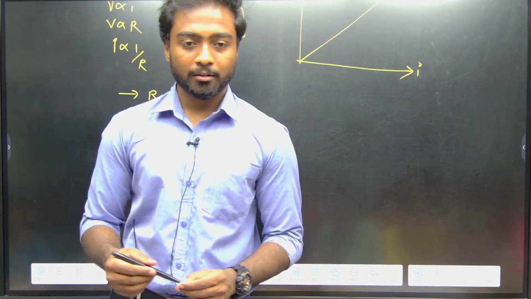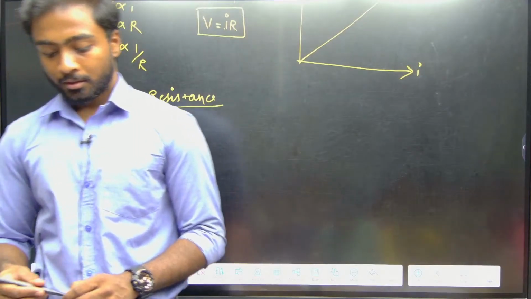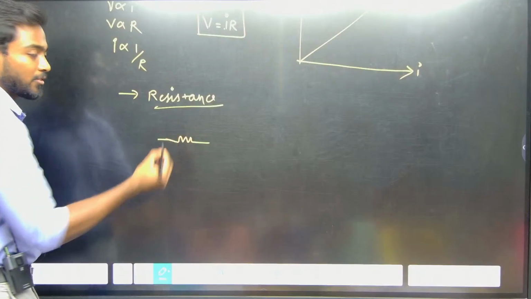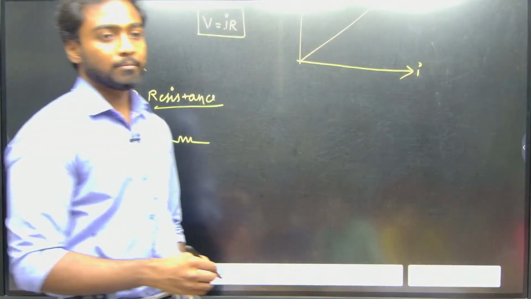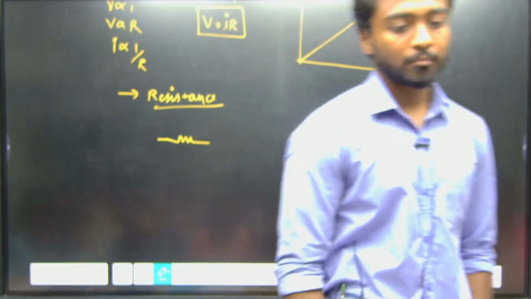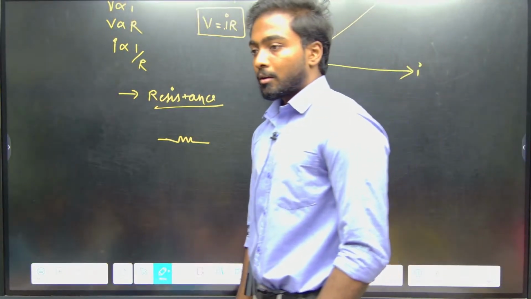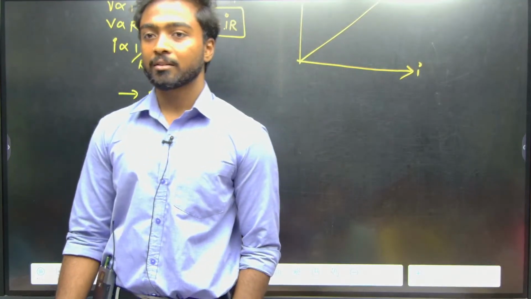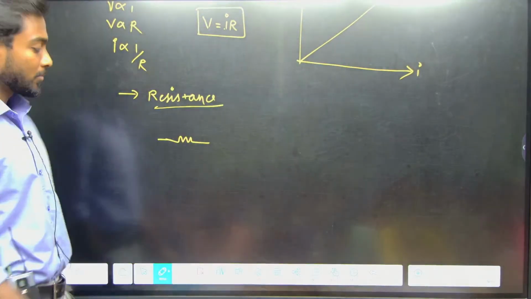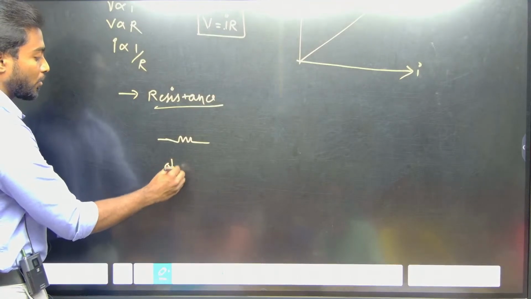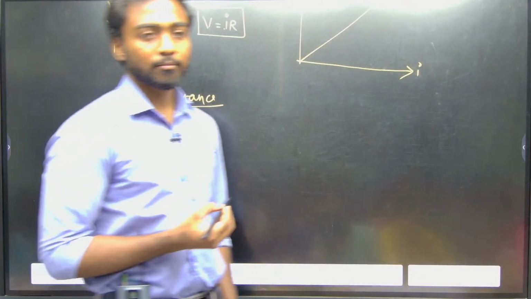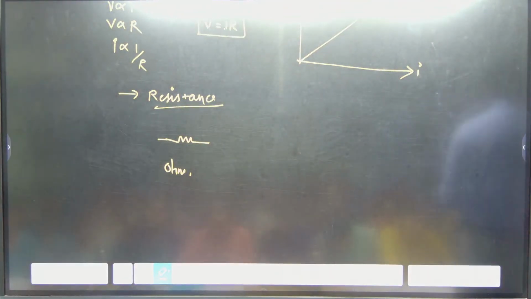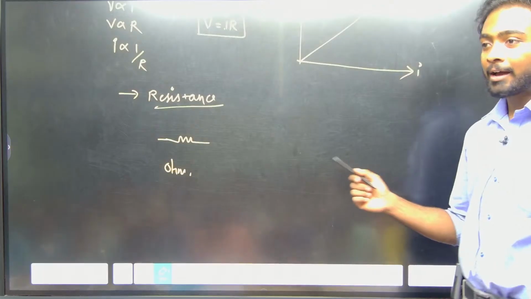And the second point is the symbol. This is my resistance symbol. Third point is the SI unit of resistance is ohms. So SI unit of potential is V, current is A, and R is ohms.